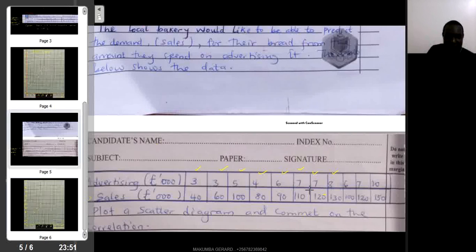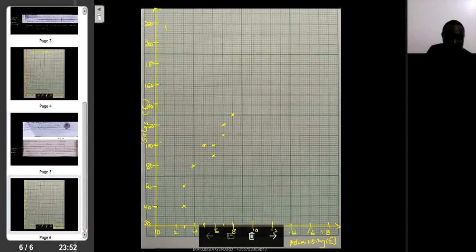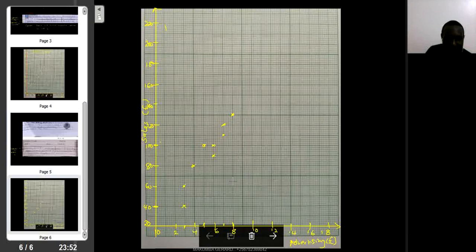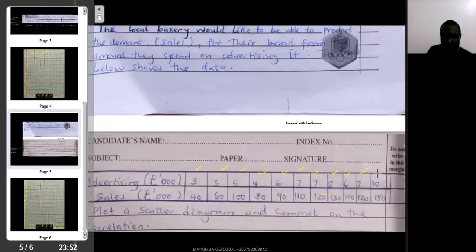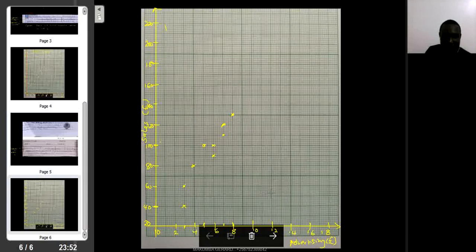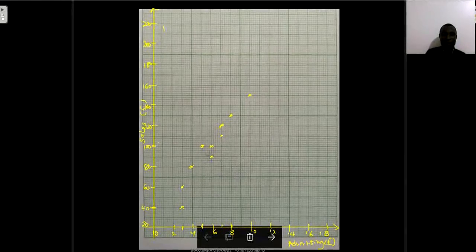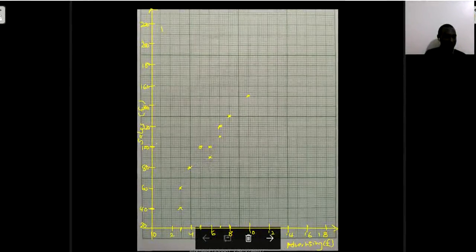Then we have 6. Got you there. Okay, so we have the second last, 7 and 120. You can see that it's already plotted, so no problem there. We are going to the last one. This is 10 and 150. So this is how our scatter diagram appears after being plotted.